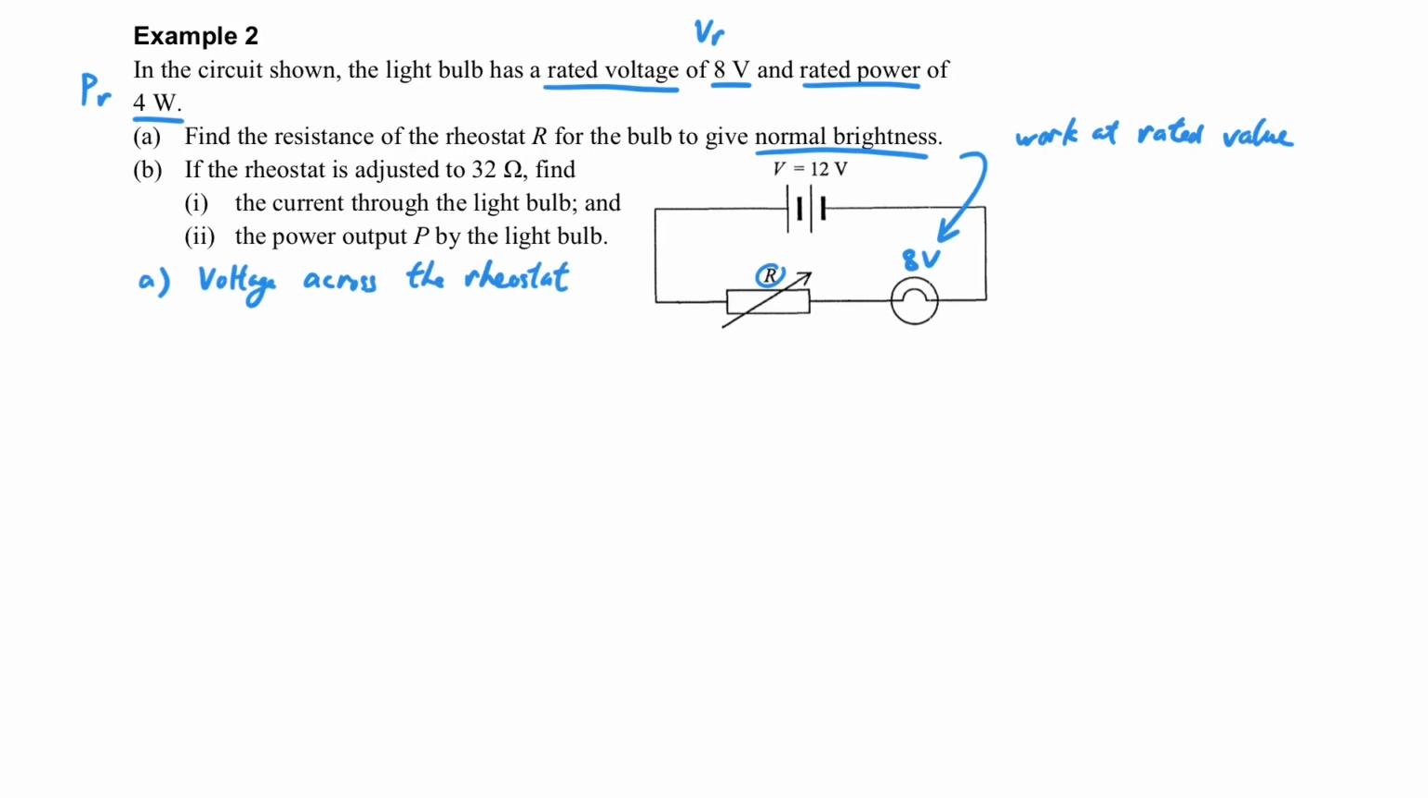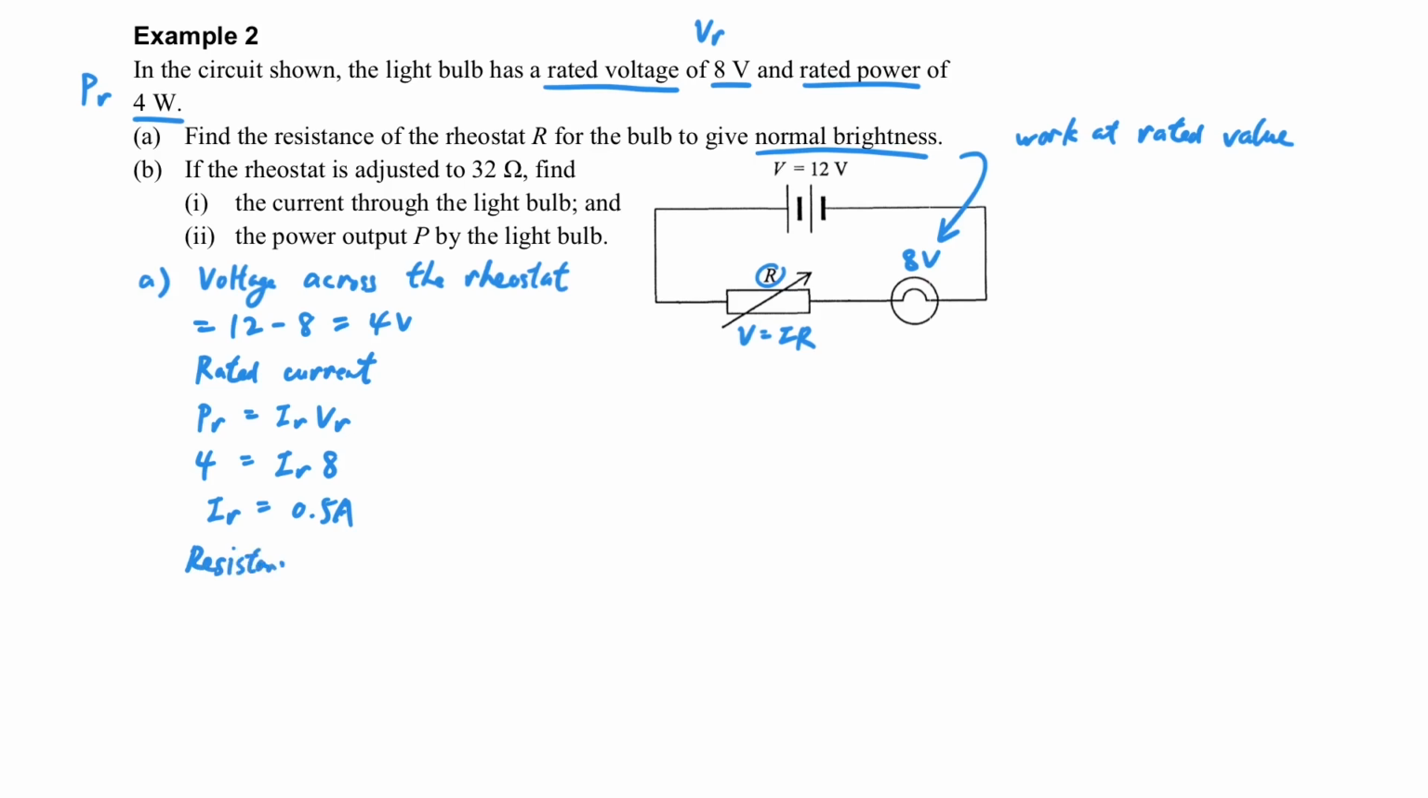In order to find the resistance of the rheostat, because we know the voltage across the light bulb, we can simply use 12 minus 8 to find the voltage across the rheostat. However, we still need the current, so we can use the rated current to find it, because the bulb is working at the rated value, so it should be working at the rated current also. By V = IR, now we can find the resistance of the rheostat in this way.